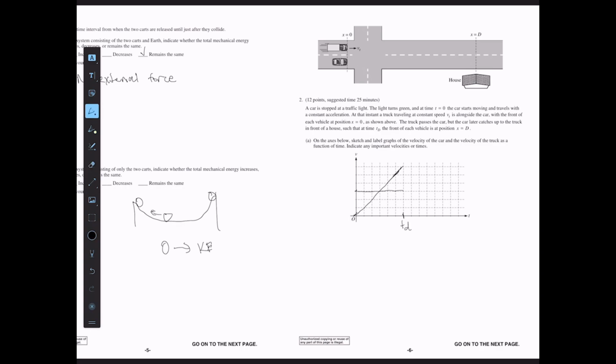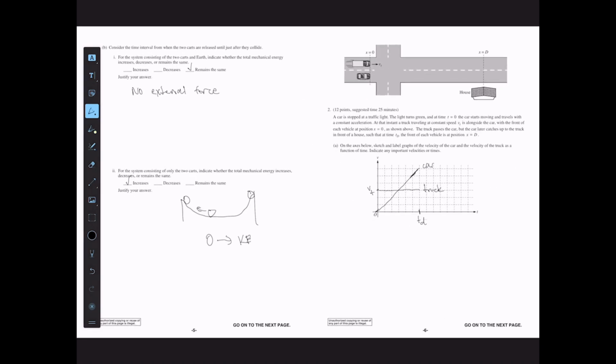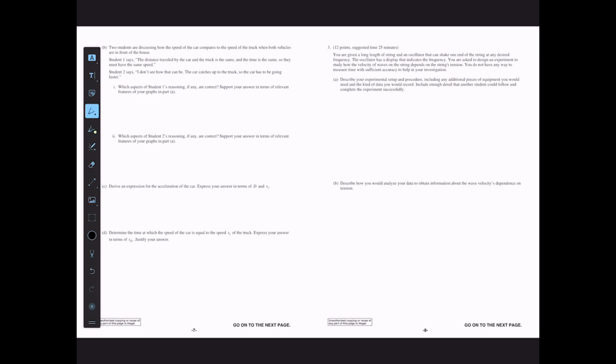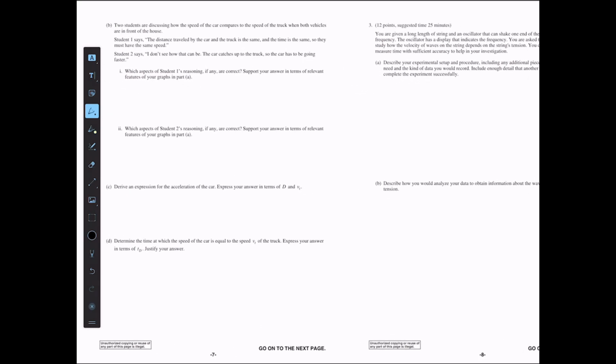So basically, they end up at the same spot, so their displacement is the same. So the area under the curves should be the same. This is the car, and this is the truck, at vt. The car is moving with a constant acceleration, the truck is moving with a constant velocity, but their areas under the curve should be the same. Oh wow, this is long. Okay.